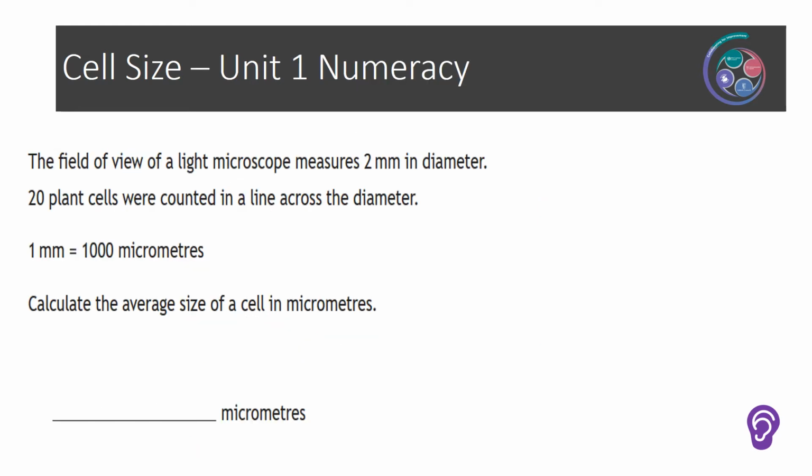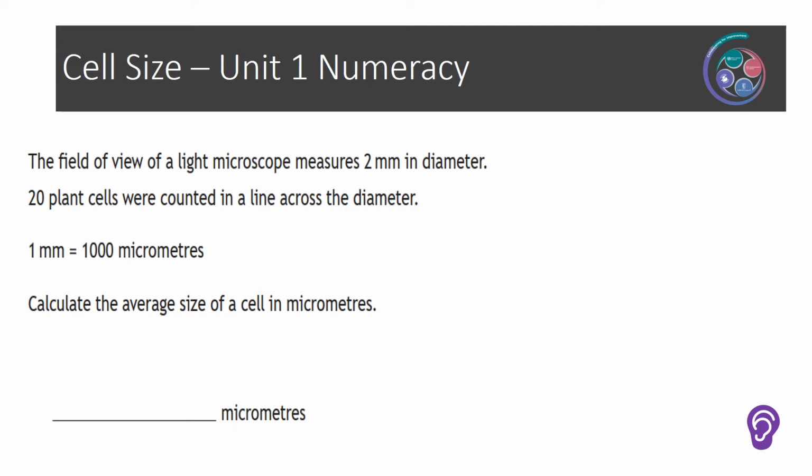Example 2. The field of view of a light microscope measures 2 millimeters in diameter. 20 plant cells were counted in a line across the diameter. 1 millimeter equals 1000 micrometers. Calculate the average size of a cell in micrometers.